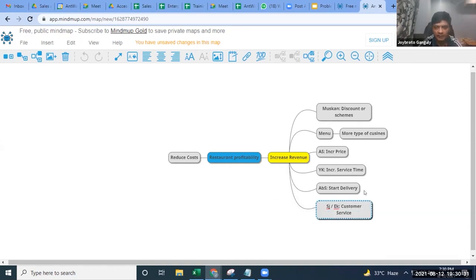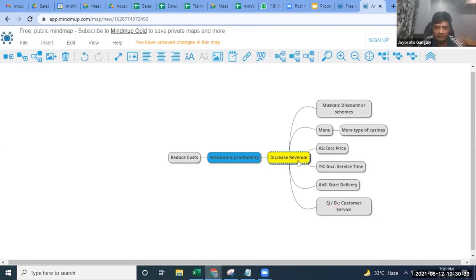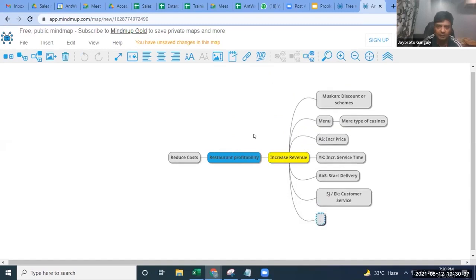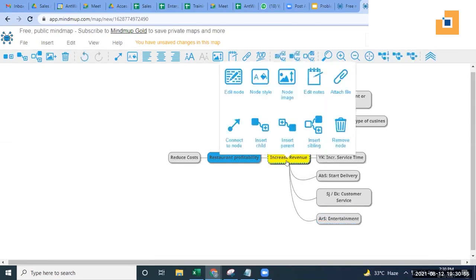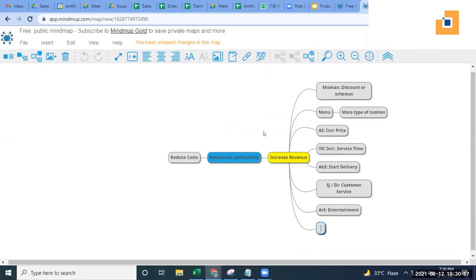Other kinds of entertainment. This is another good thing coming from Arjun Suresh. A lot of people with the initials AS are contributing here. Arjun Suresh is saying entertainment. What else? Keep it coming. Barsha is saying good quality. Okay. So Barsha is talking about food quality. What else? Food quality.